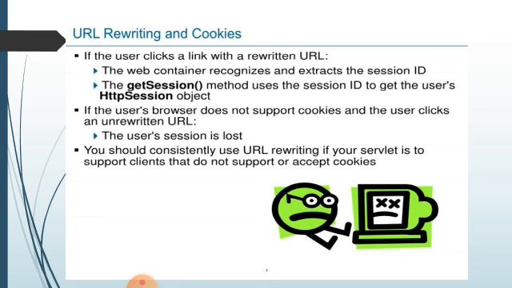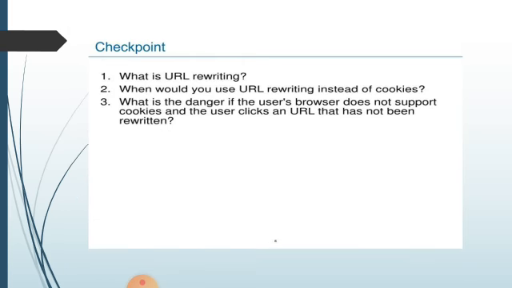If the server sends a cookie file with the response to the client, and the cookie file is not accepted by the client, or there is any problem occurring with the cookie file in the client system, this URL rewriting is handled through some methods, the ones we have seen before. So encodeURL helps to handle the session ID. Okay, and then I have given some questions here.